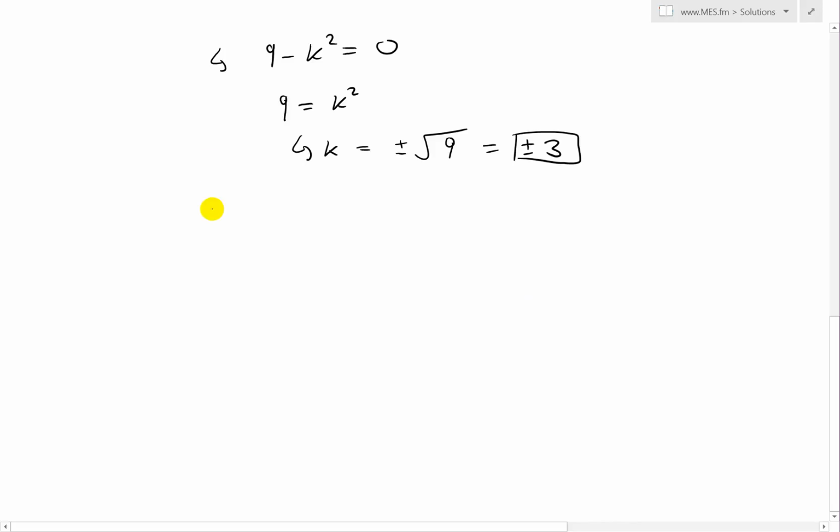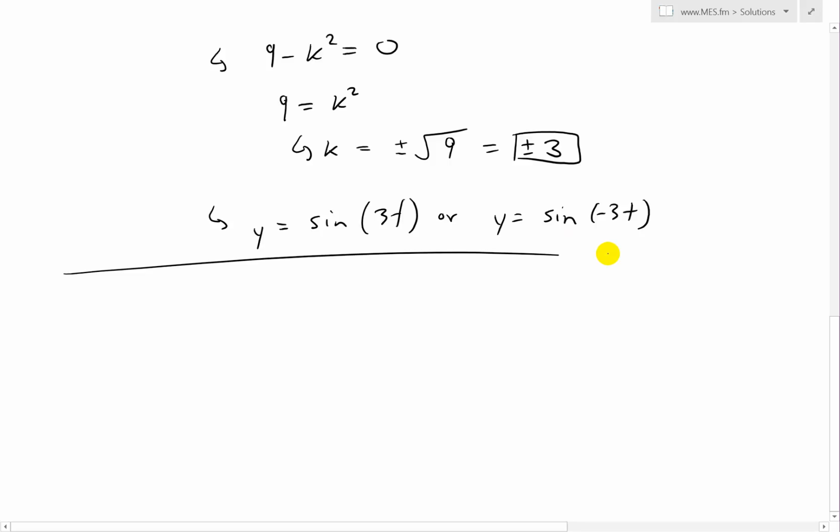So that's our k values, and our functions are going to be y equals sine of, again plus or minus 3, so it's either y equals sine 3t, or y equals sine negative 3t. So that is the solution to that differential equation. It's one of those two.